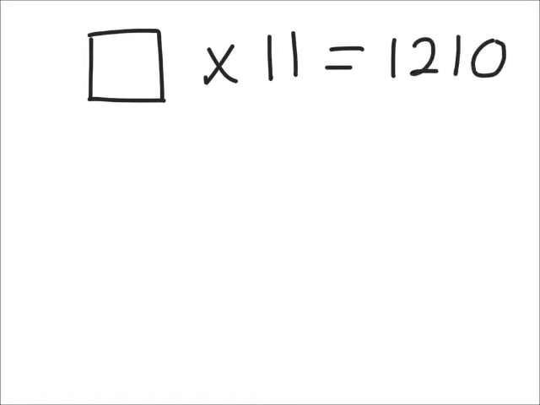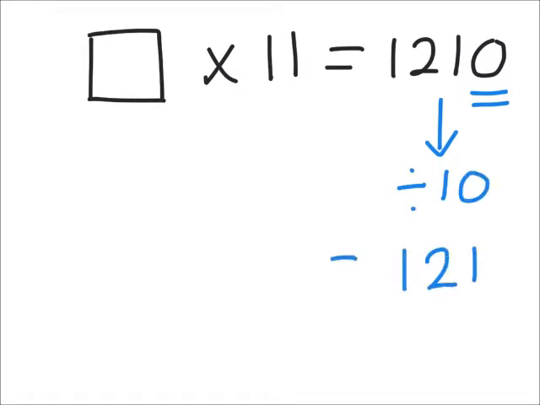A mystery number multiplied by 11 gives us 1210. Now, same thing again. I certainly don't know all my 11 times tables. Keep counting in 11s up to 1210. But I'm going to make this easier for myself. We've got a 0 at the end, which means it's a multiple of 10. So I'm going to make it 10 times smaller, which gives me 121.